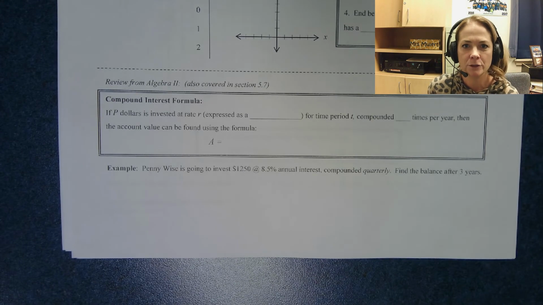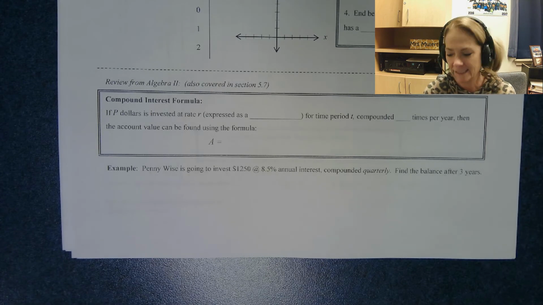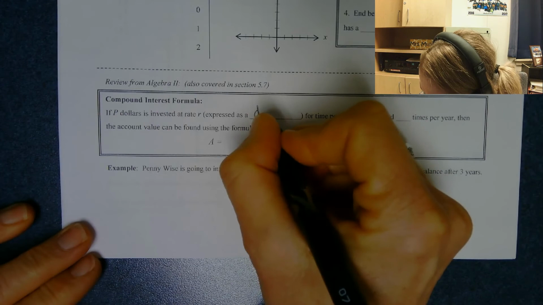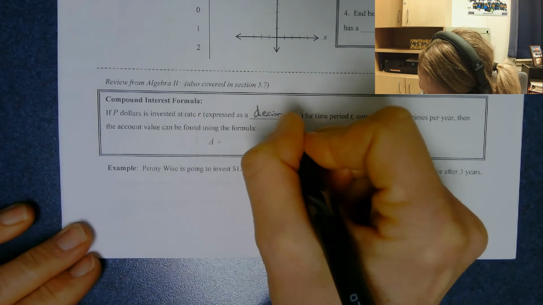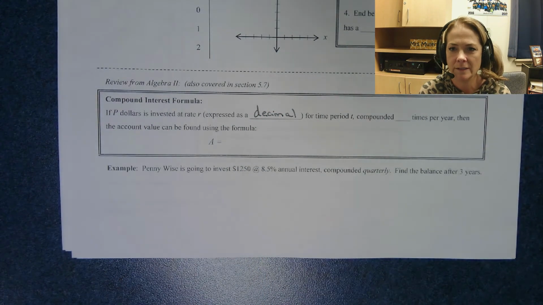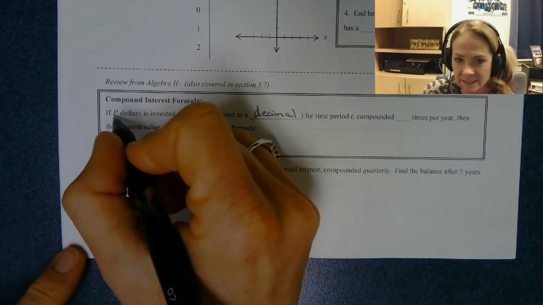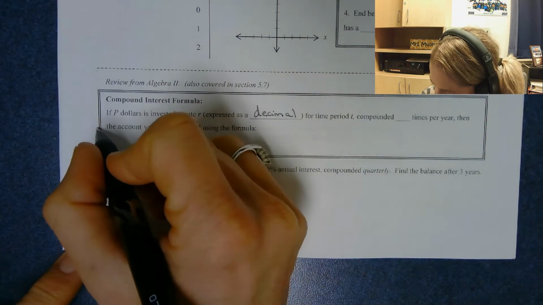So, compound interest formula. Review from Algebra 2, I hope. If P dollars is invested at a rate R, expressed as a decimal. Okay, so what are we saying here? So if you are going to invest, say, $1,000, P stands for principal. This is basically your investment.